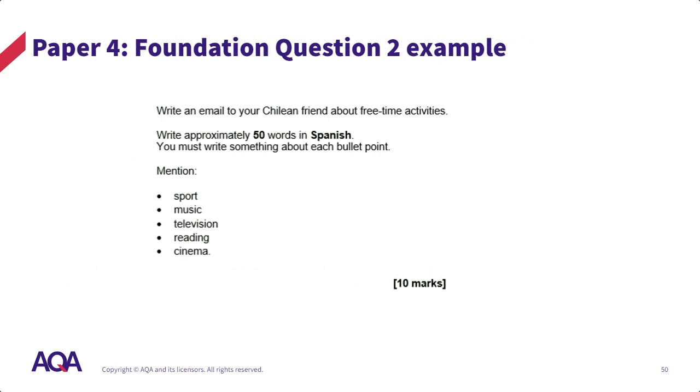So this is an example of foundation question 2 from the specimen papers. As you can see, the instructions are very clear to students. They're instructed to write approximately 50 words in Spanish, and it tells them that they need to write something about each bullet point. The tasks are very accessible, especially as they're in English. The number of words is recommended, but they do have to write something about each bullet point. But the coverage of the bullet point doesn't have to be equal. That's the same principle as we have in the current specification. There are 10 marks for this question, 5 marks for responding to written language, and 5 marks for knowledge and application of grammar.